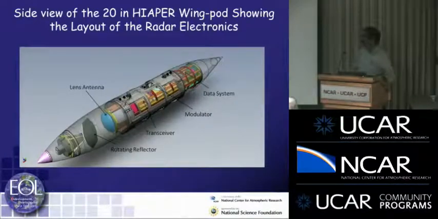Now, this is the other drawing, the same pod system here. You can see we have basically all the high power electronics and data systems in the back, then the antenna in the front, and there is some navigation system, the GPS, in the front, so that we can correct for platform motion.